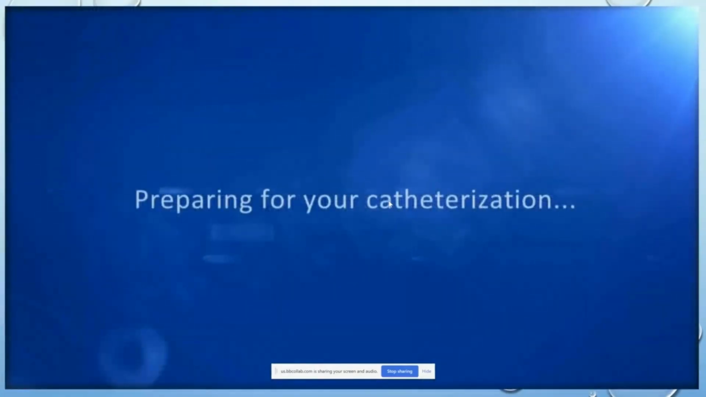Most people are awake for the procedure, but are given medications to help them relax. The procedure typically takes about an hour to an hour and a half, but can vary by case. Before you get started, there are a few things you should either know or do.